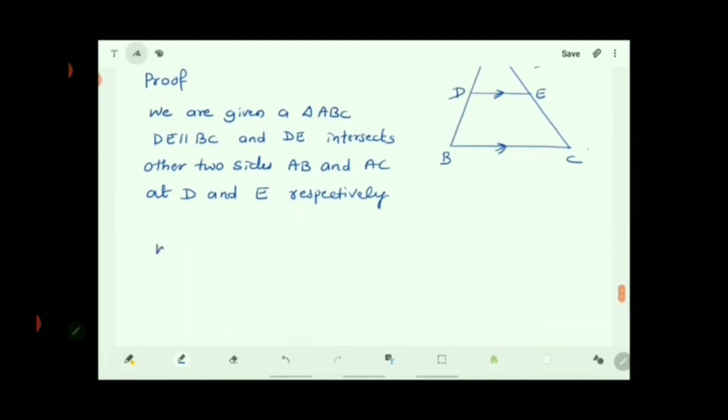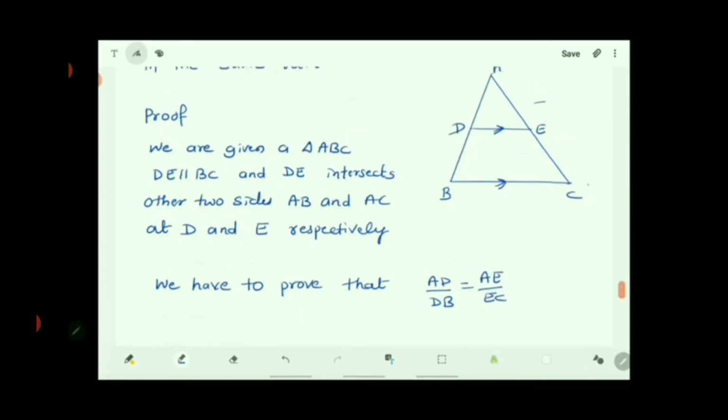We have to prove that AD by DB is equal to AE by EC. Here DE is parallel to BC and we have to prove that AD by DB is equal to AE by EC. For this there is a necessity of construction. The construction is here.